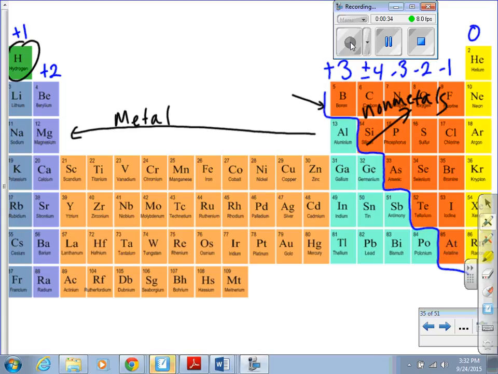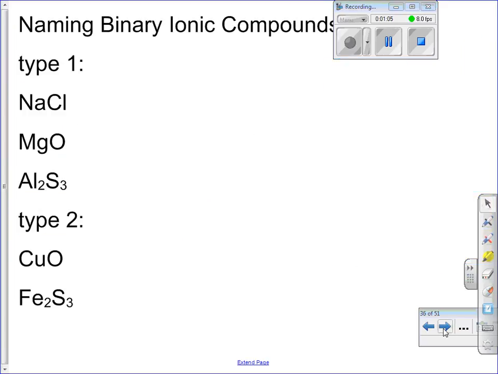Why that's important is that what we're going to name are binary, which means two, ionic, which means that one of the elements has given away electrons and the other element has taken them. So binary ionic compounds, the way we name them is based on the metal and the nonmetal. Let me give you just a few examples.